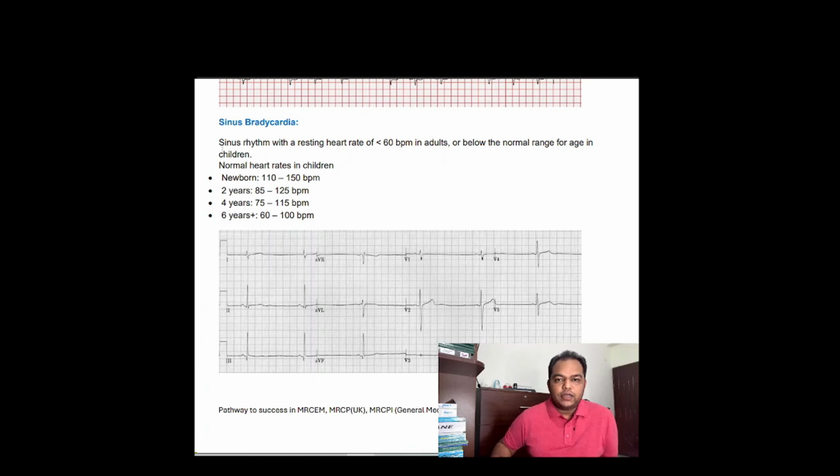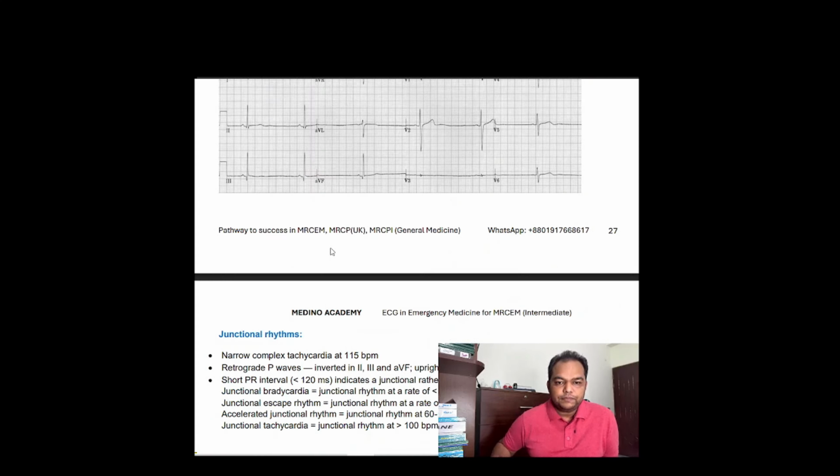Now, sinus bradycardia. The heart rate is less than 60. You can count, the heart rate is obviously less than 60, and P wave is present. So, this is sinus bradycardia.